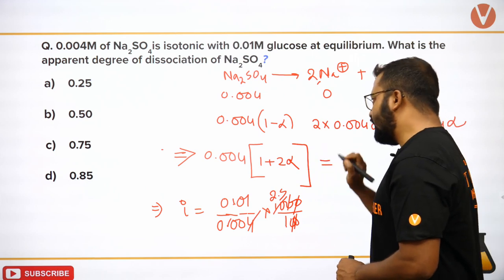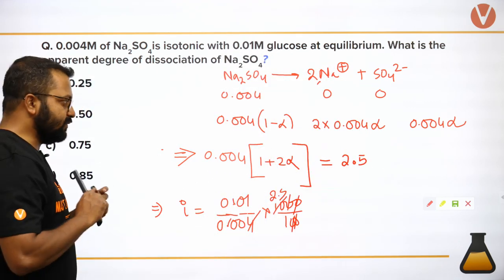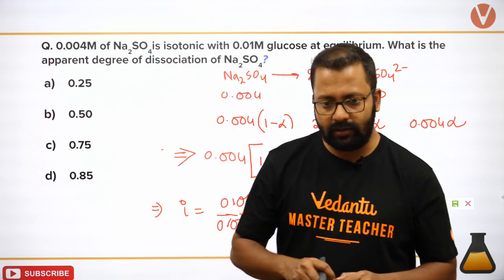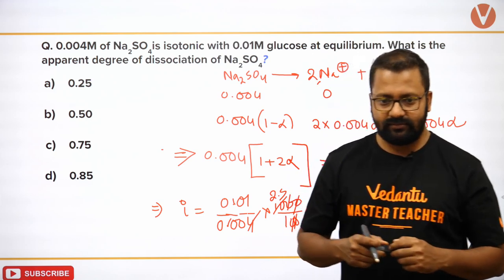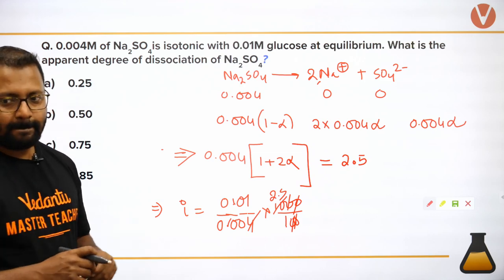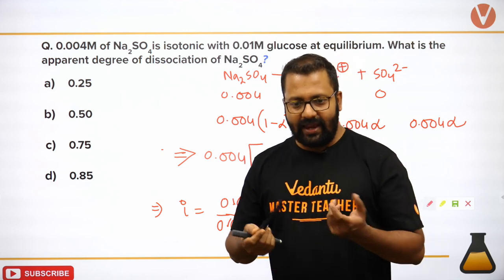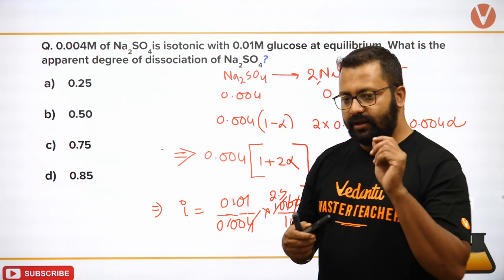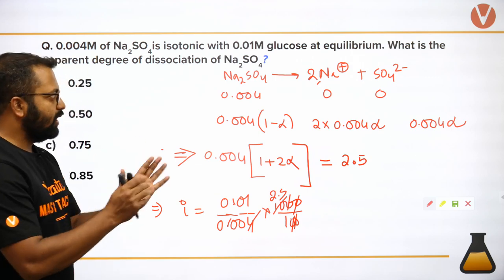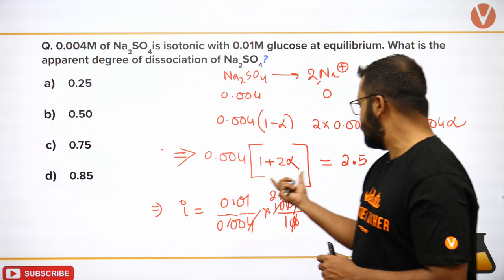Okay, which will be equal to 2.5. Using this, if you calculate, what is the answer that you are getting? What is the answer that you are getting? That 2.5 to easily humne nikal diya na. We calculated i initially that i times concentration of Na2SO4 will be equal to i times concentration of glucose. So that is how we have calculated it. So we will get this equation.